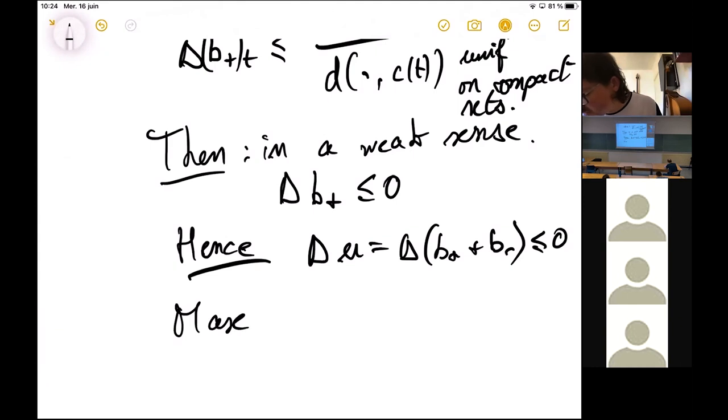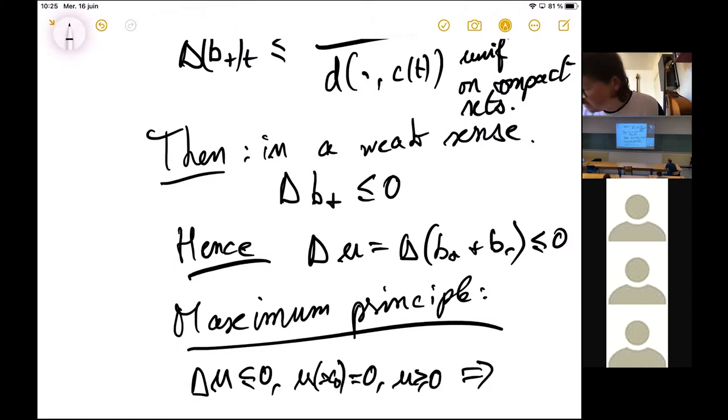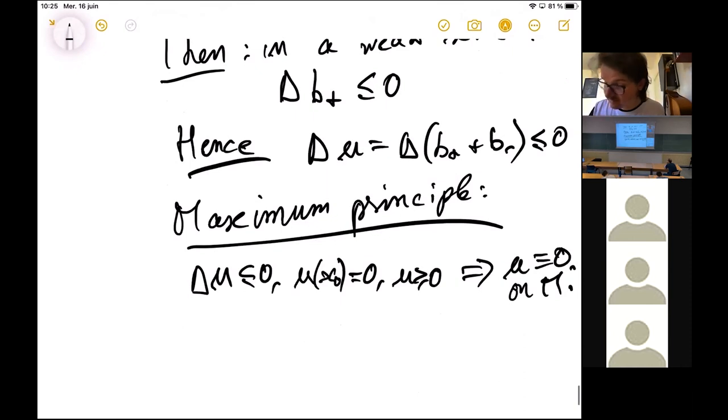So the maximum principle in that context: delta u less than 0, u of some point equal to 0 and u non-negative implies that u is constant equal to 0 on M. Okay. Now, we're still not done, but we're almost done. So, observation now.